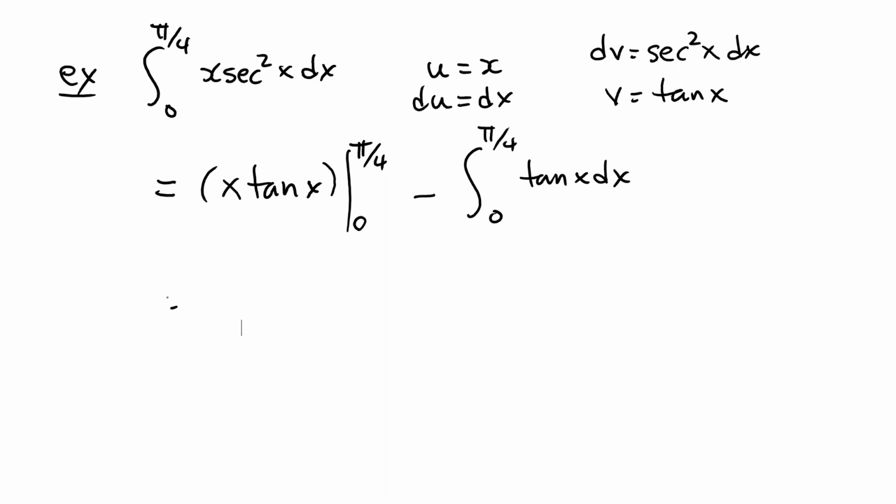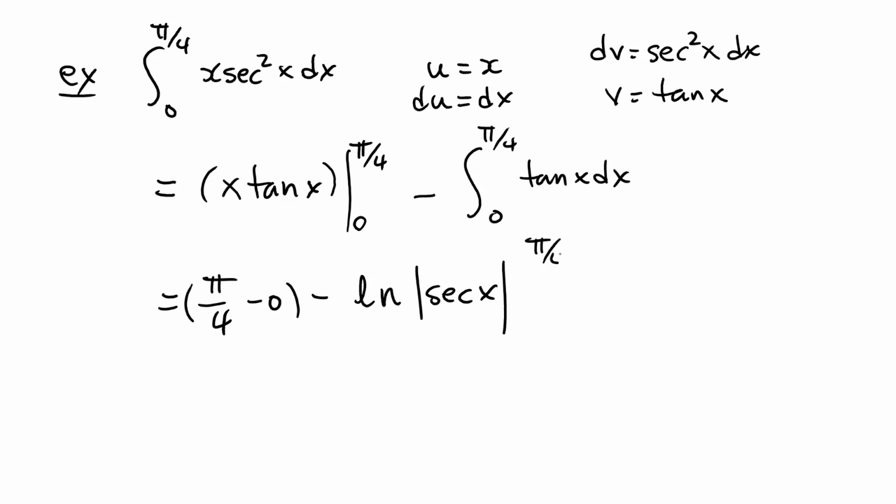So this piece, when you put in pi over 4, becomes pi over 4 times 1 minus 0, minus the integral of tan, which is ln absolute value of secant x evaluated from 0 to pi over 4. Substituting this in gives you pi over 4 minus, substituting in pi over 4 here, secant of pi over 4 becomes square root of 2, and then substituting in 0, secant of 0, ln of that becomes 0, and so there is my final solution.